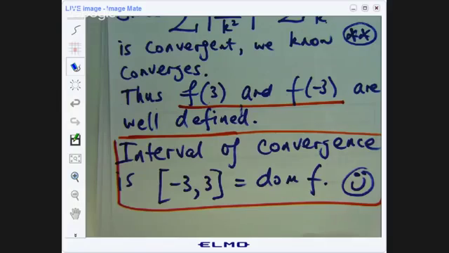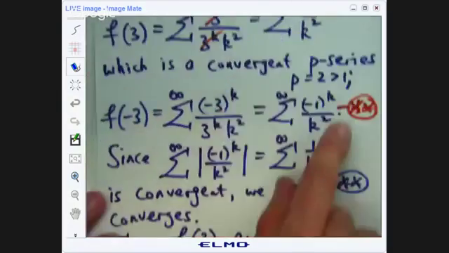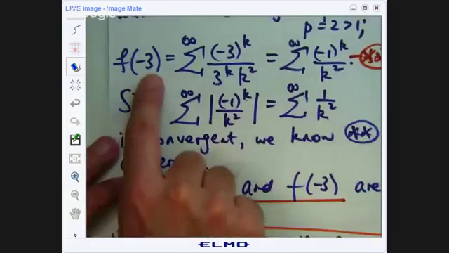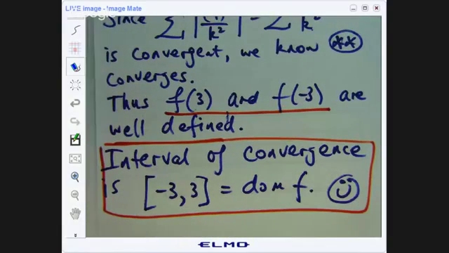Okay. Now, what would happen if this series converged and this series diverged? Well, we wouldn't include this endpoint, so you'd have sort of an open bracket here, and so on. What do you think? The idea is very similar for all the kinds of power series.